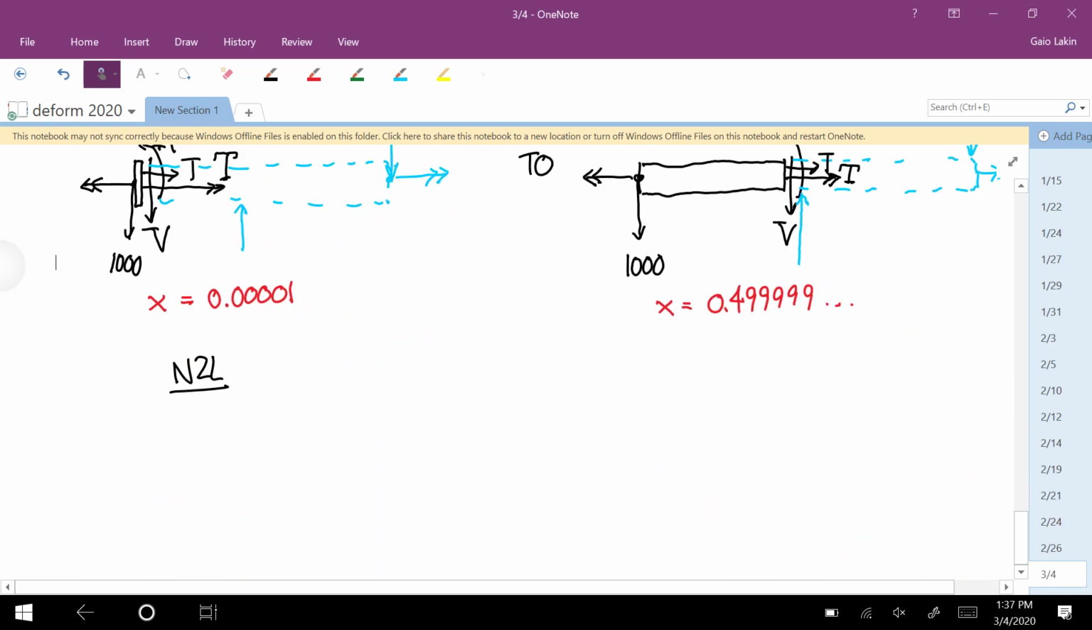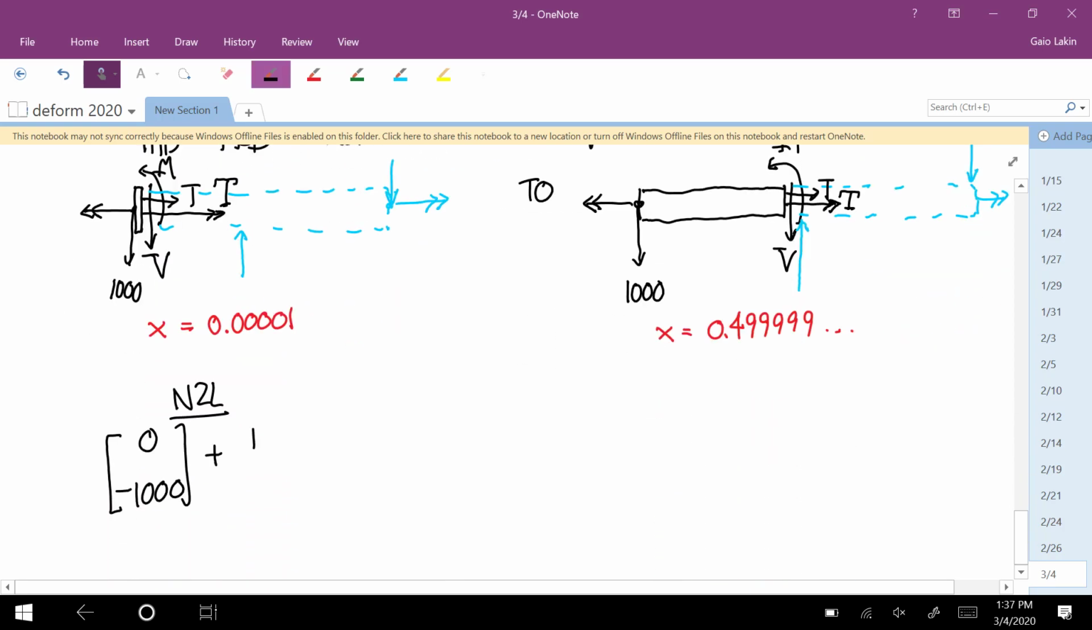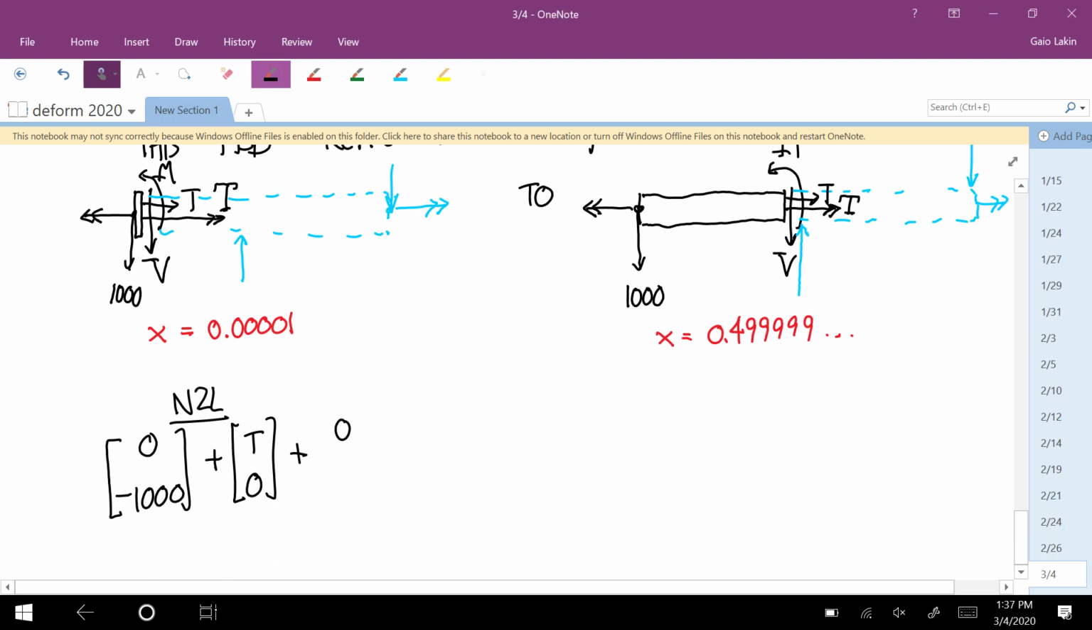So the forces, we have a 0, negative 1,000. And then we have a T, 0. And then we have a 0, negative V. And those add up to zero. So from those two equations, you get that T is equal to 0 and V is equal to negative 1,000.